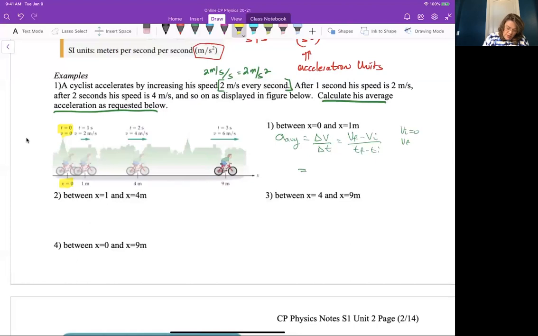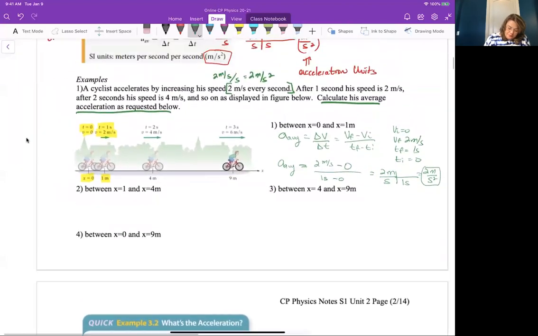We're at 1 meter, so here's my data at 1 meter. V final is 2 meters per second. T final was 1 second. T initial was 0. So this is a simple plug and chug, I hope you think that. 2 meters per second minus 0 over 1 second minus 0 gives me 2 meters per second divided by 1 second gives me 2 meters per second squared. And there is my answer.